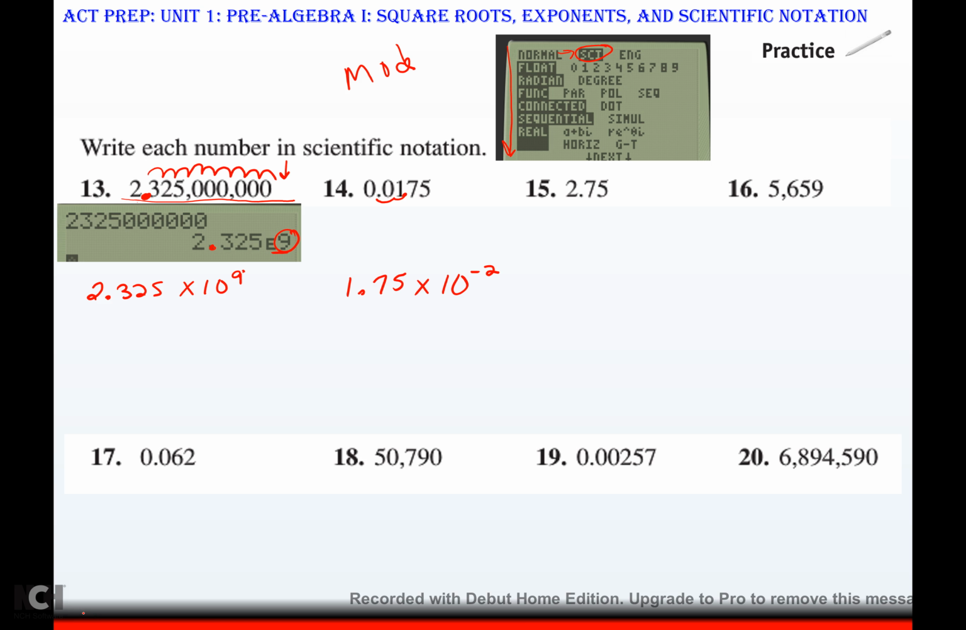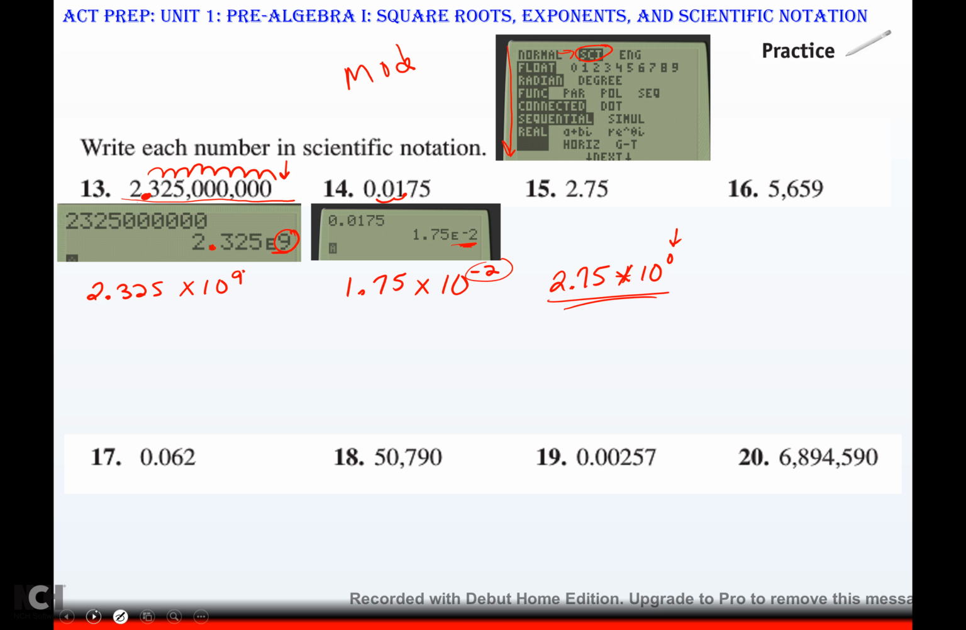So that would be times 10 to the negative second. Or type it in the calculator, 0.0175, and hit enter, and there's your 1.75 E negative 2. That tells you your exponent. 2.75 is already in scientific notation. Other than you have to put times 10 to the 0, because the decimal's already where it needs to be, so you don't have to move it. Even if you type it on the calculator, it says E0, that just means your exponent on 10 is 0.